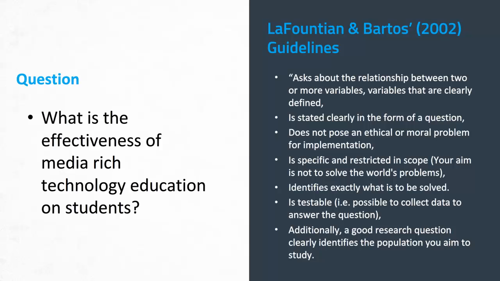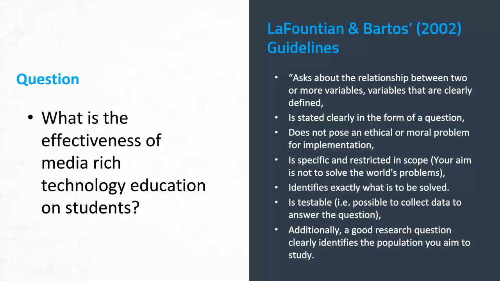Next, it does not appear to pose any foreseeable ethical or moral problems at this point. There's no major value judgments or anything. Next, the question does ask about the relationship between two variables, technology education and effectiveness. And it's hard to say at this point, it could or couldn't be limited in scope, but if it's looking at one type of technology education and one type of effectiveness, it could be limited in scope.